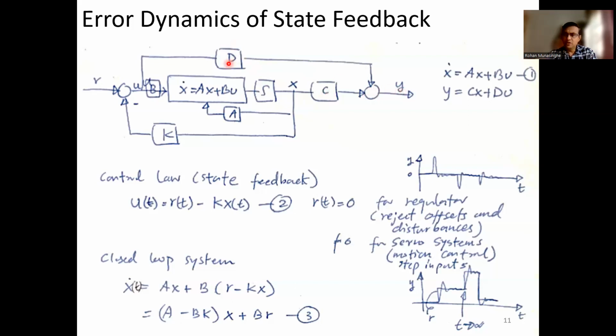And this is the d term, which we do not usually consider here. We set d to 0, but to be complete mathematically, some books have written this path also, du. U comes straight away to y. Right. So if you write down the control law, which is state feedback, it is basically r minus Kx, right? R minus Kx, K times x. And again, r is set to 0.